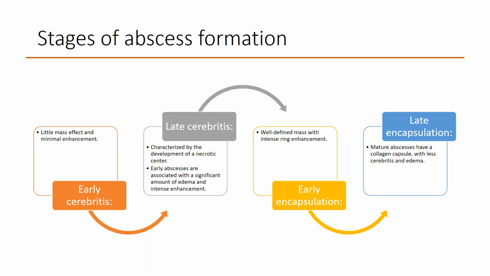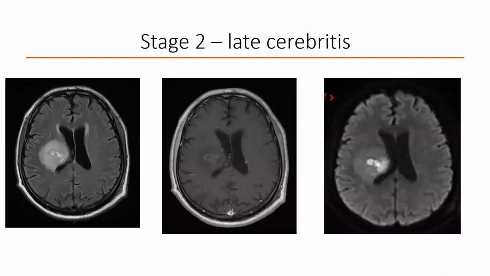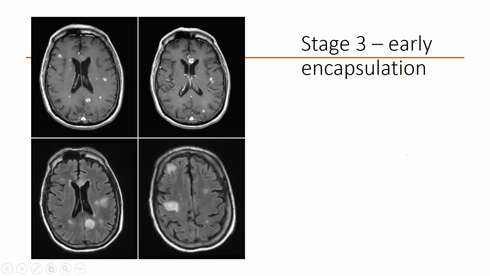Like the image that I projected initially, you have a mature abscess and the edema is less compared to that. So this is stage 2. With the capsule, there is hyperintensity, there is patchy diffusion restriction, and this is stage 3, early encapsulation.